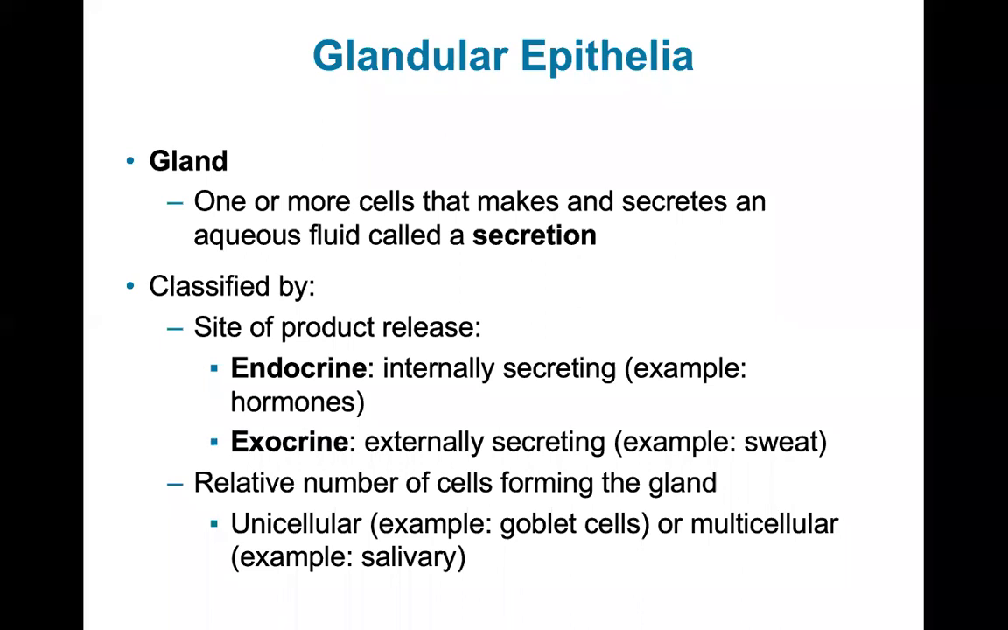Exocrine glands, these are externally secreting, and these are going to be glands that typically secrete either into a cavity or on the surface. And an exocrine gland would be a local secretion. It's not something that does travel throughout the whole body. The relative number of cells forming a gland is also something that we classify them by. They may either be unicellular or multicellular.